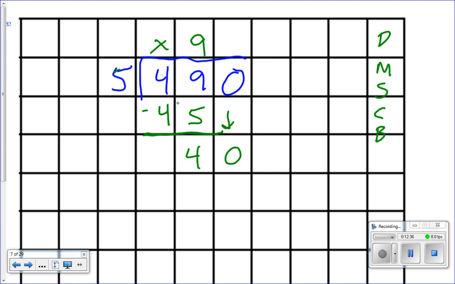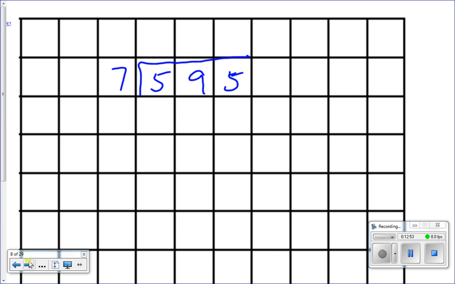How many times can 5 go into 40? 8. If you don't believe me, write out your 5s. 8 times 5 is 40. 40 minus 40 is 0. Let me try that one more time, sorry. 595 divided by 7, let's check it out.